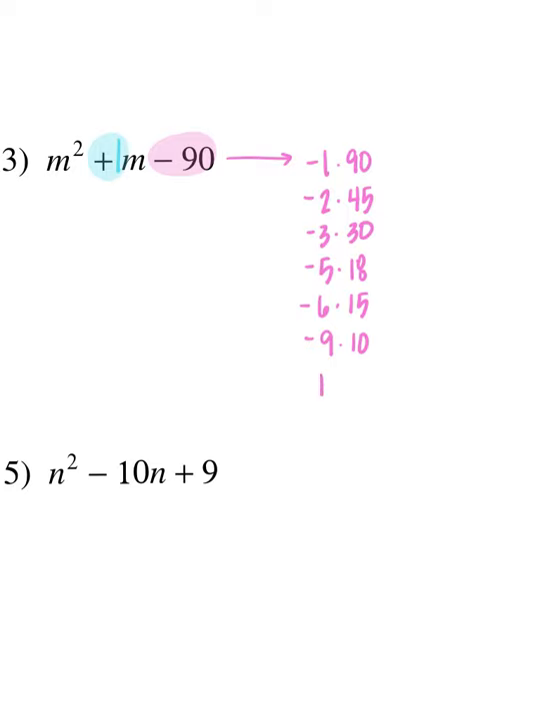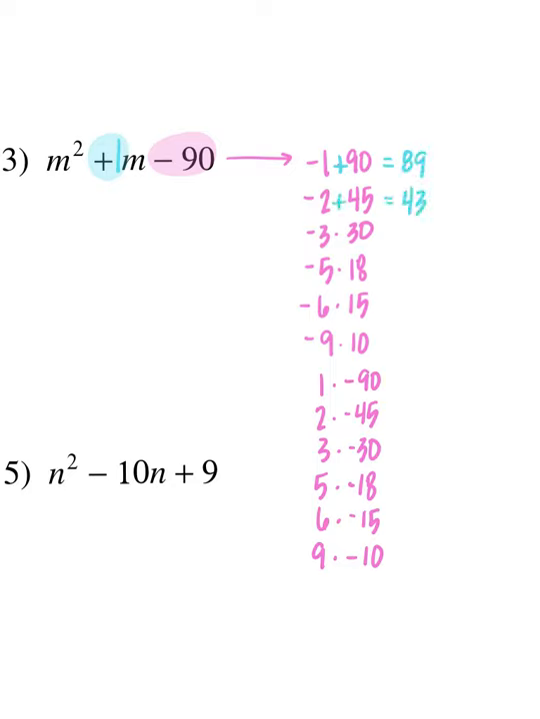We have 1 times negative 90, 2 times negative 45, 3 times negative 30, 5 times negative 18, 6 times negative 15, and 9 times negative 10. Okay, so now I'm just going to go through and add them up. Negative 1 plus 90 is 89. Negative 2 plus 45 is 43.